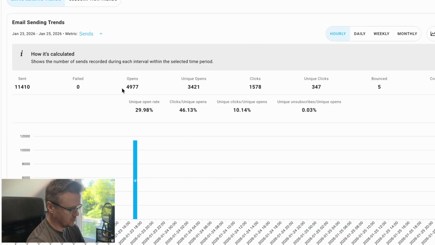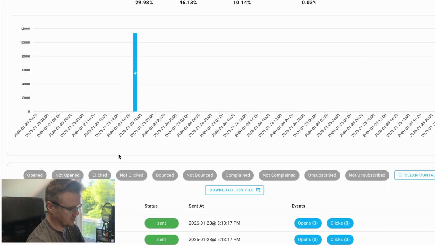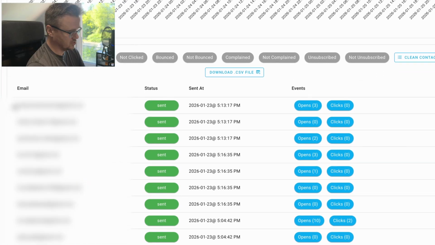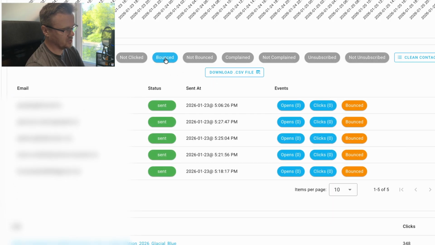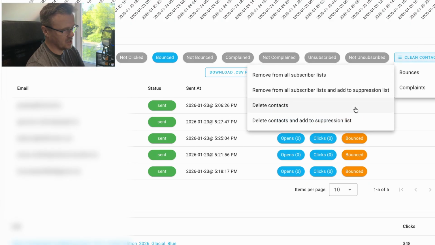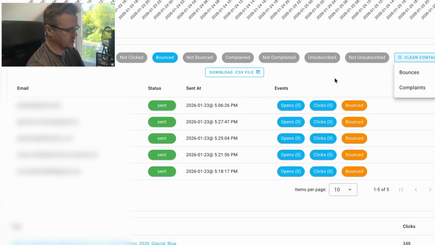But actually you can scroll down a little and check out the individual level. Now these are blurred out, obviously. But as you can see, you can filter on quite a few things here. So for example, which emails were bounced. And then you can clean your contact list. So you can remove all of these bounced subscribers.